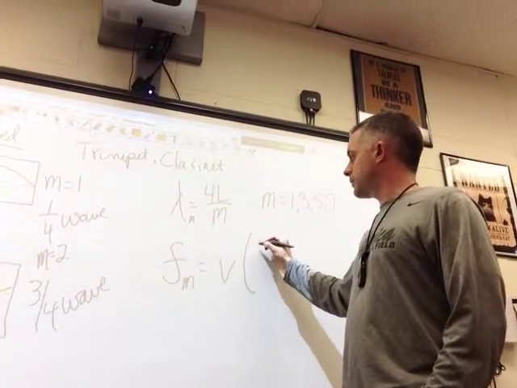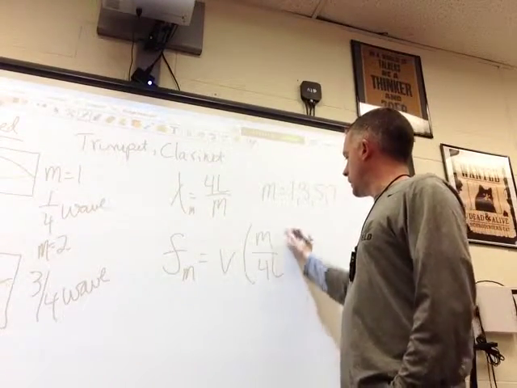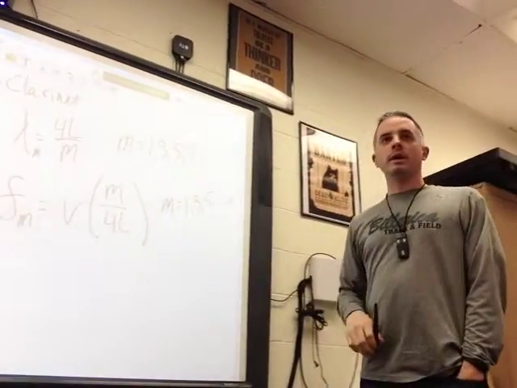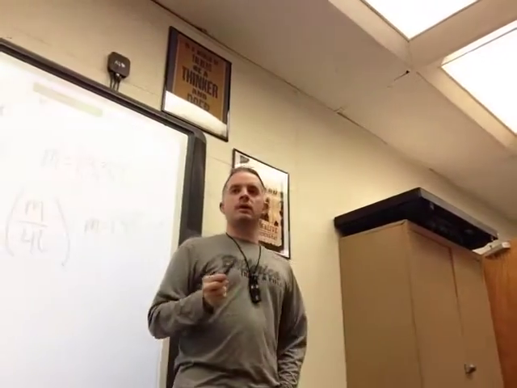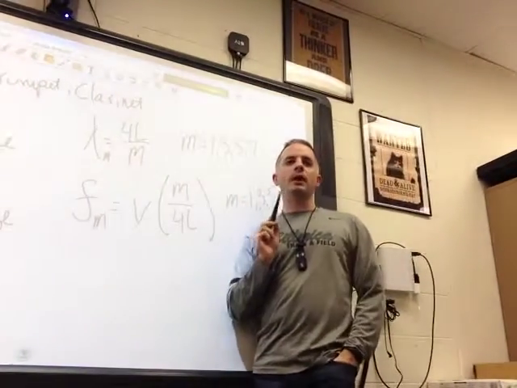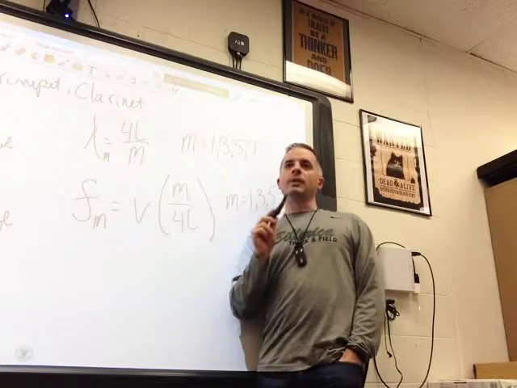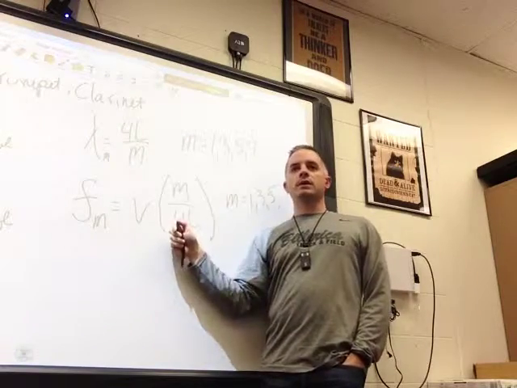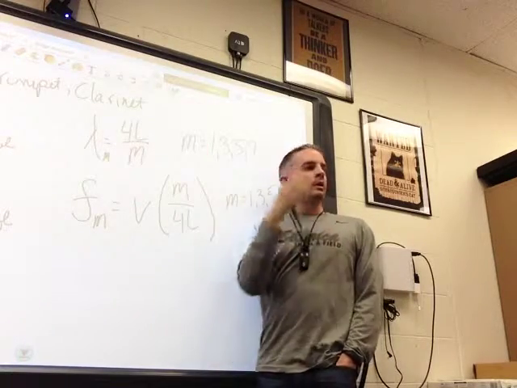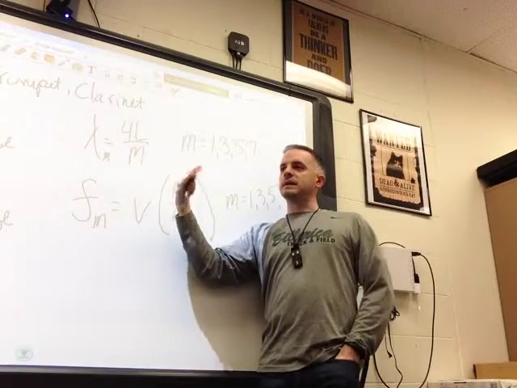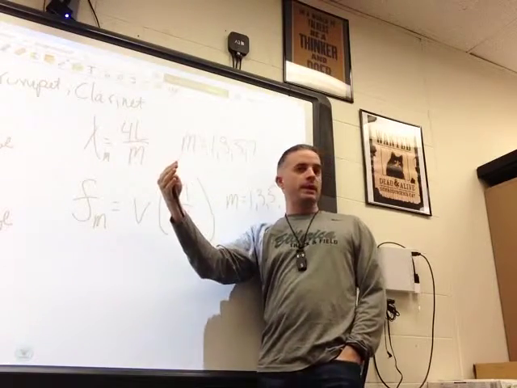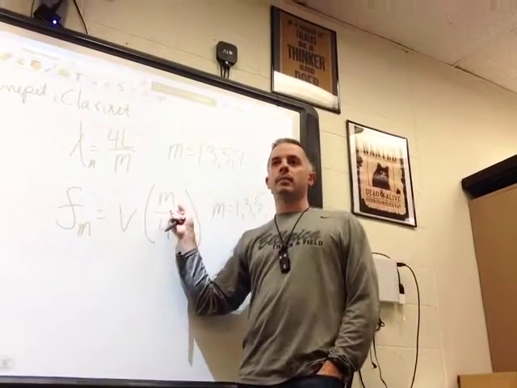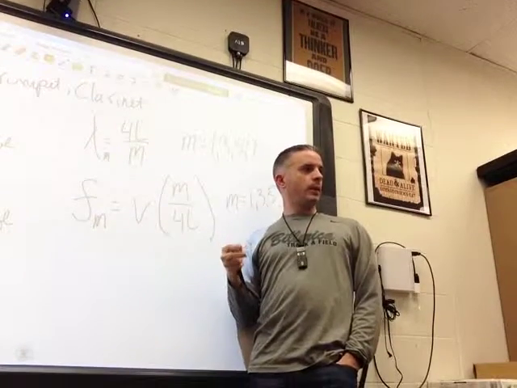V times what? M over 4L, right. Where again, M needs to be 1, 3, 5, and so forth. The great thing that still works, from what you investigated last class, where you found that when you get a standing wave, the harmonics are multiples of the fundamental, right? It still works here. For an open tube, every harmonic is a multiple of the fundamental, and the same thing happens here. But again, it's 1, 3, 5. It's odd multiples of the fundamental. Okay? Does that make sense?